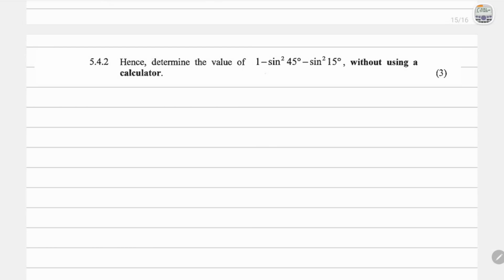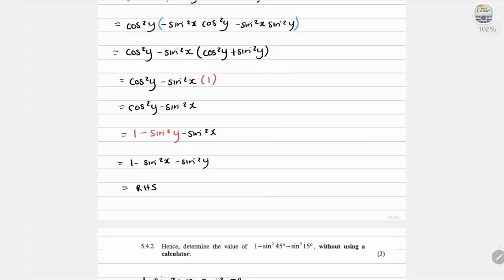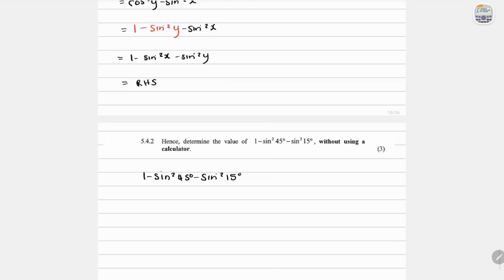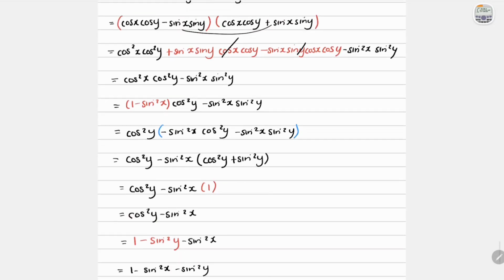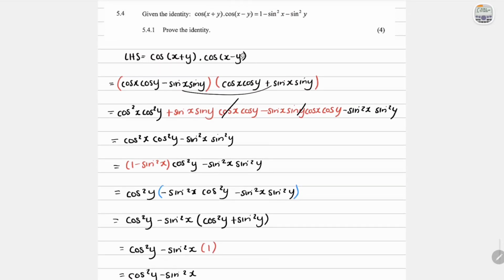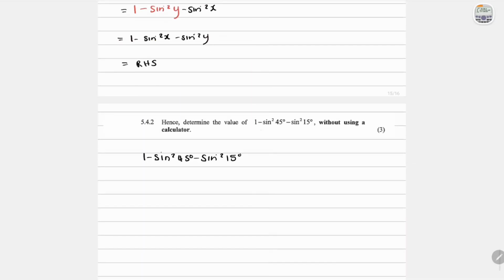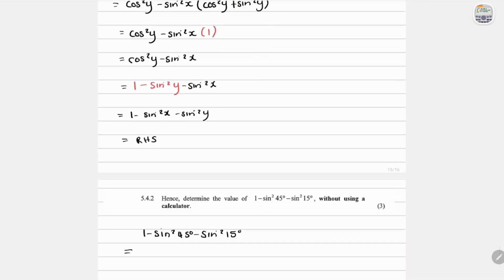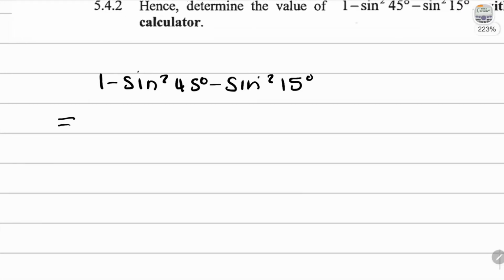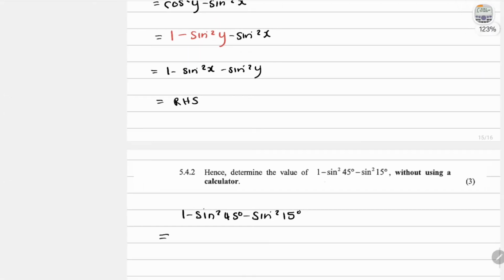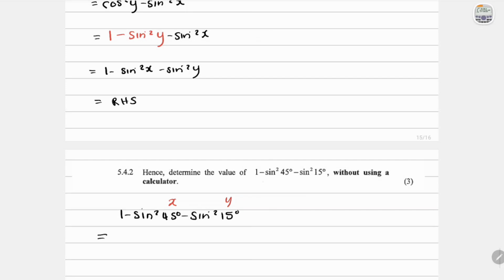The next question, 5.4.2, says, hence, determine the value of 1 minus, okay, so same thing that they gave us, right? 45 degrees minus sine squared 15 degrees. So you see it's in the same format. So if this was the identity for this, then it means that you can just put that in place of it. You're going to view the 45 degrees as your x and that as your y. So this is the x, this is the y.